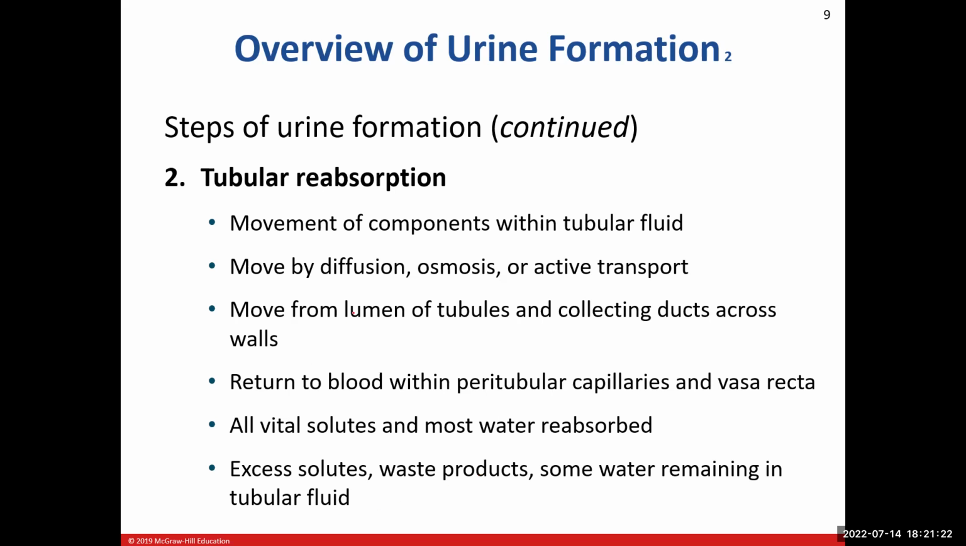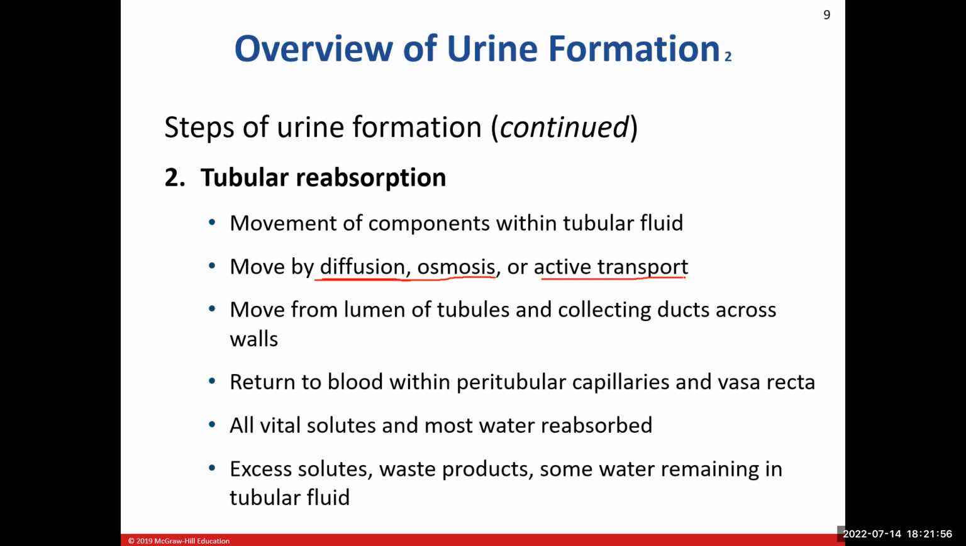The processes that are going to be involved in tubular resorption are diffusion. You remember that all the way back from chapter 4. It's the movement of a solute from an area of high concentration to low concentration. Then we have osmosis, the movement of water from an area of high concentration to low concentration. And then active transport. There are a number of different types of active transport, but active transport, you should know, requires the use of ATP. Diffusion and osmosis do not. Those are passive transport modalities.